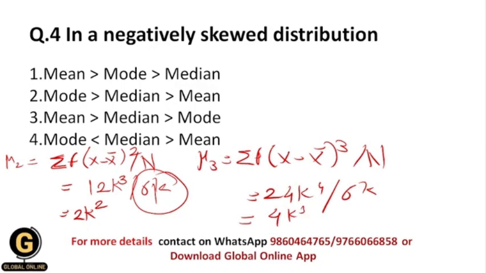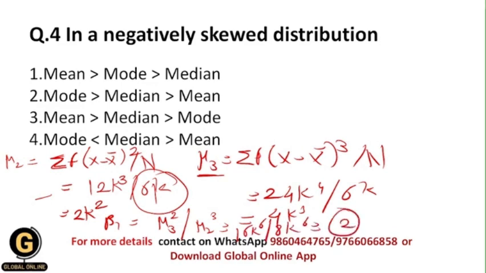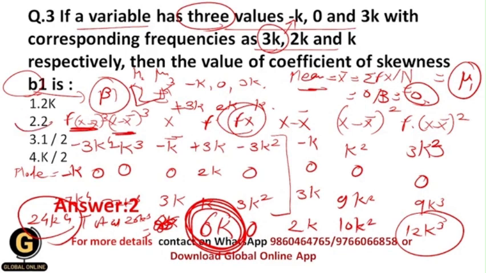Now whenever you need to find out the coefficient of skewness, that is beta 1, its formula is mu 3 square upon mu 2 cube. You have found out the values of mu 3 and mu 2. Now substitute these values in this formula. Then at the end you get 16k raised to 6 upon 8k raised to 6, which is equal to 2. So your correct answer to this question should be 2.